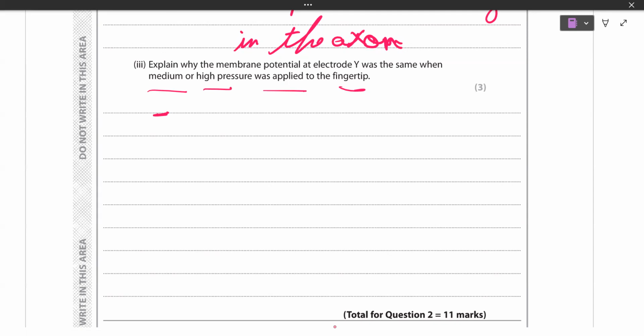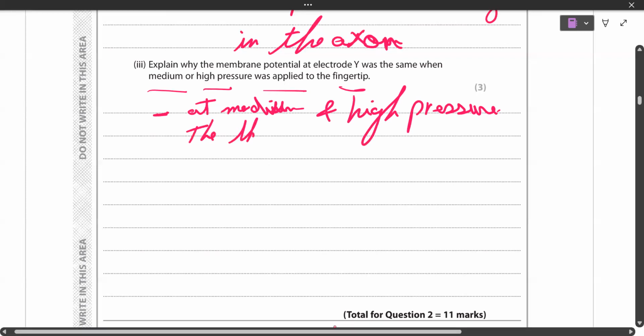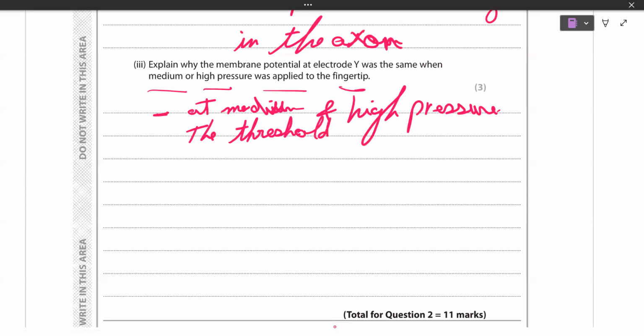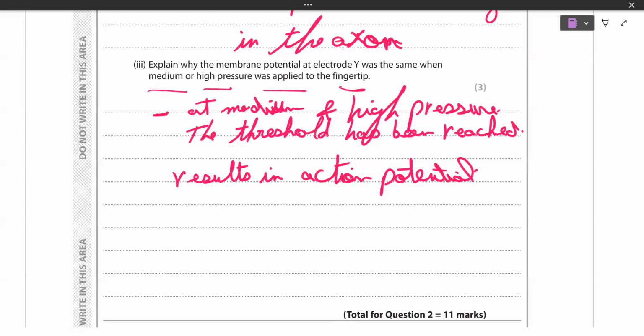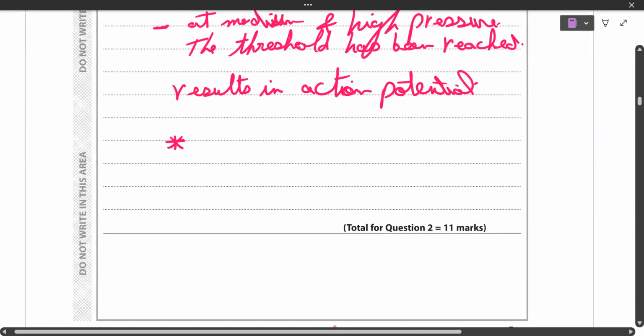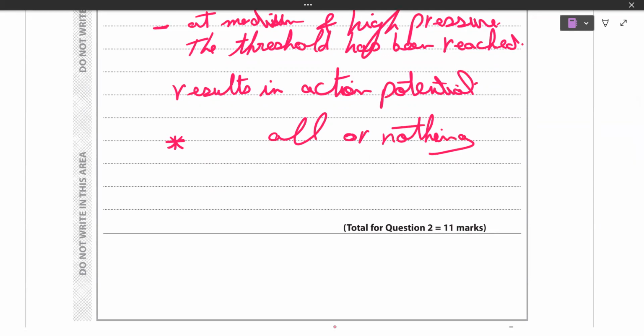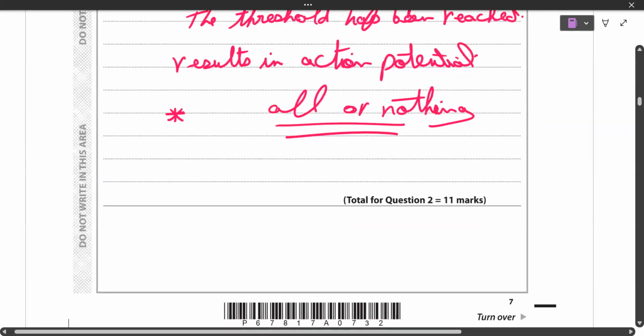The question is 3 marks. Let's say first: medium and high pressure, threshold has been reached, results in action potential. And the third mark will be awarded to the details of all or nothing. I just need to save time as I have to finish the meeting at 12. I have an invigilation. Of course you won't write like this in the exam. We have to explain the action potential and its role to get the third mark.